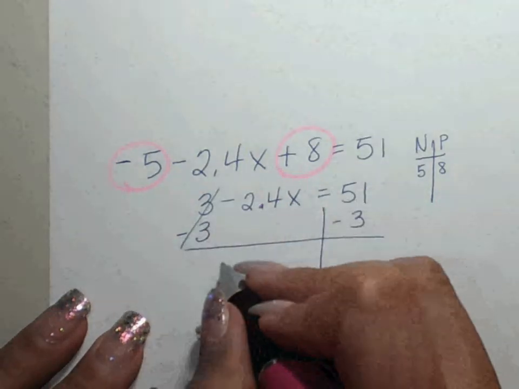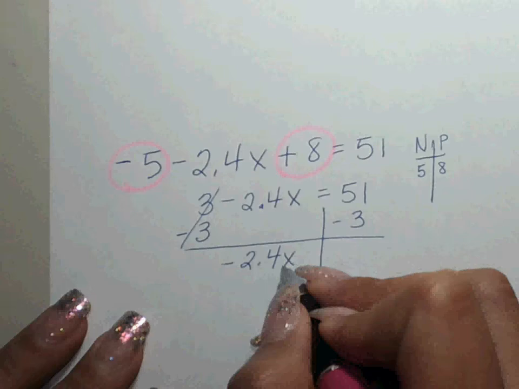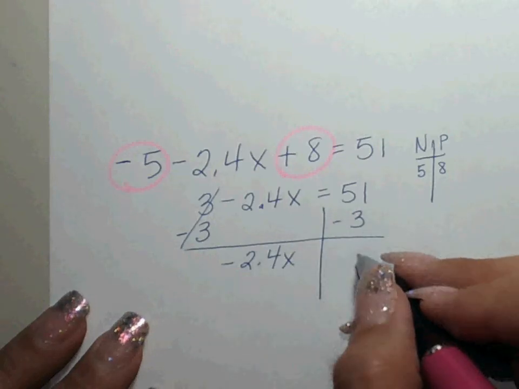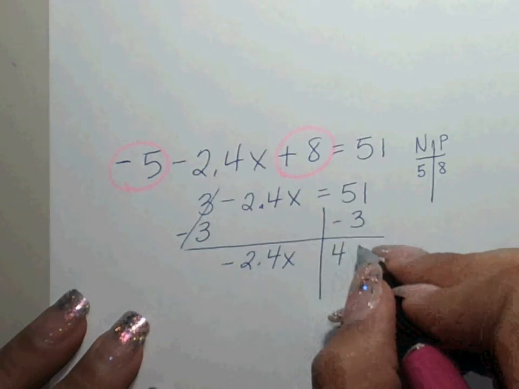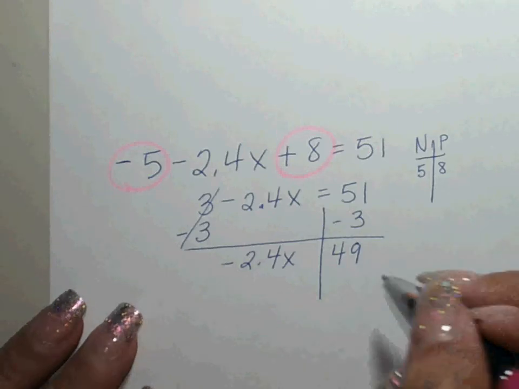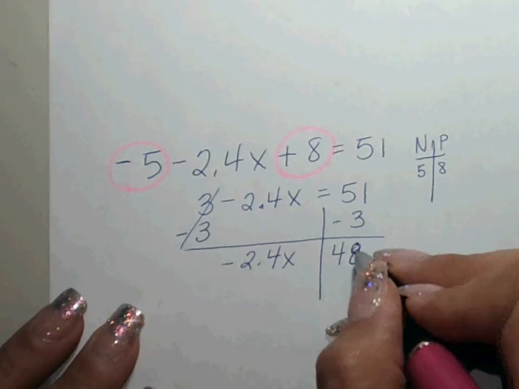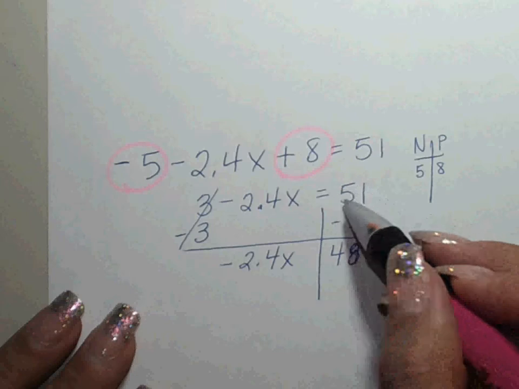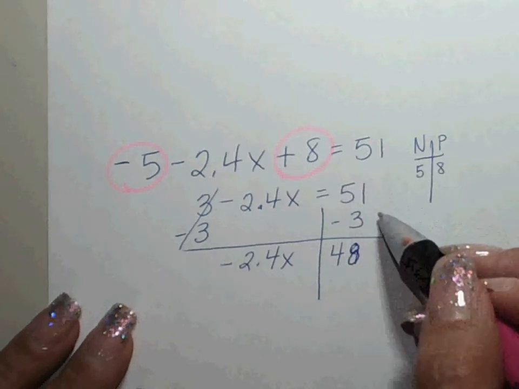My 3s will cancel. Negative 2.4x is brought down, and then 51 minus 3. Oh, hello, 48. Thank you. And it's positive because if I were to play scoreboard, 51 is larger.